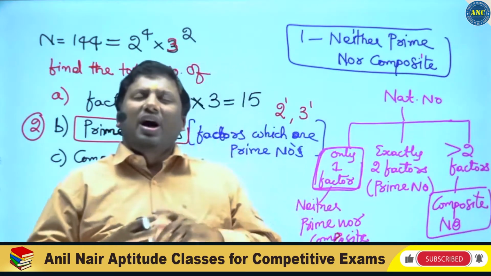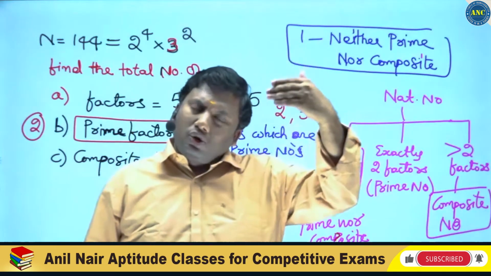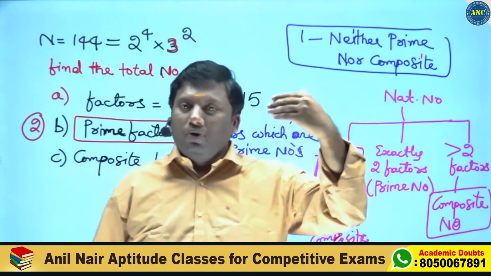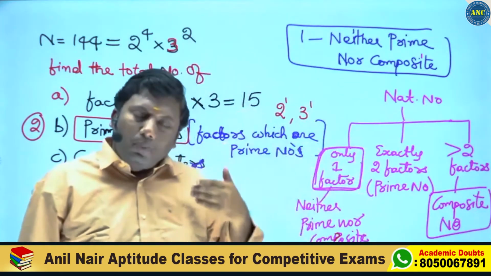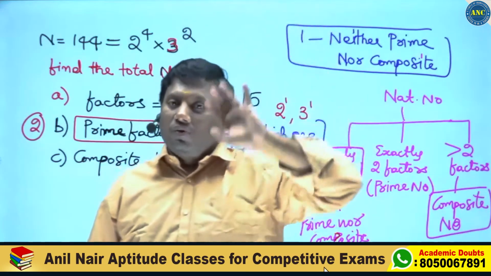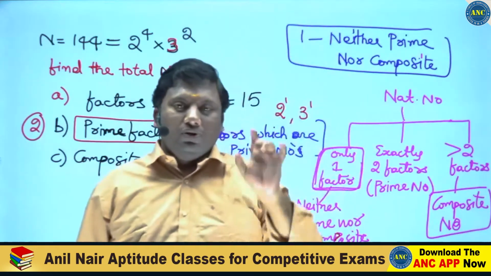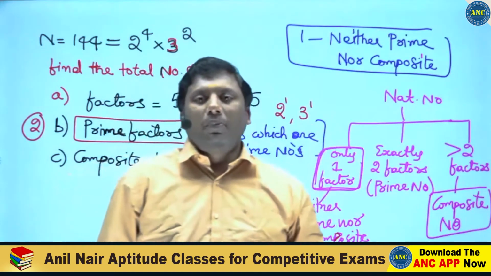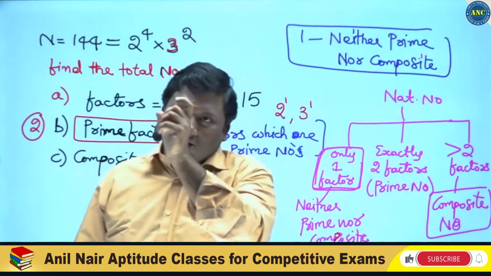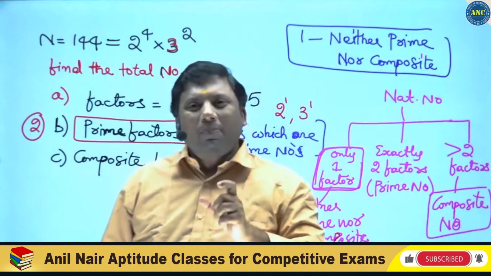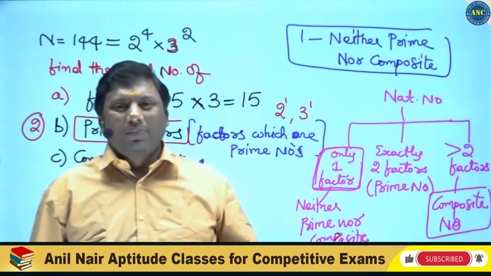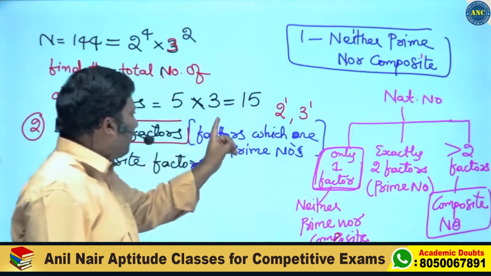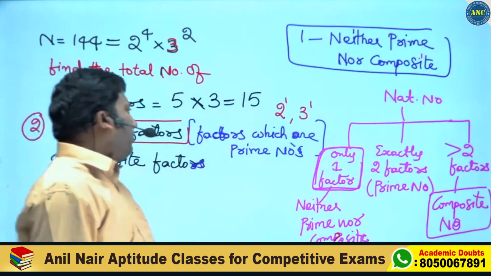Just visualize it. I got 2 power 0, 2 power 1, 2 power 2, 2 power 3, 2 power 4. 2 power 2 is 4, composite. 2 power 3 composite. 2 power 4 composite. 2 power 0 is 1, neither prime nor composite. So the only case left is 2 power 1. Similarly, the next component is 3 power 2. 3 power 0, 3 power 1, 3 power 2. 3 power 2 is 9, a composite number. 3 power 0 is neither prime nor composite. So the remaining one is 3 power 1. The prime factors are 2 power 1 and 3 power 1.